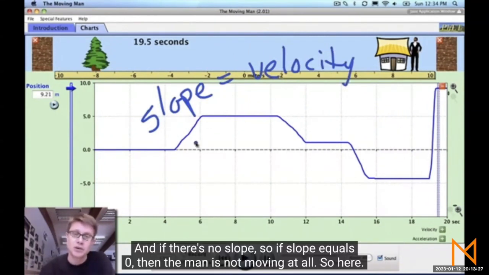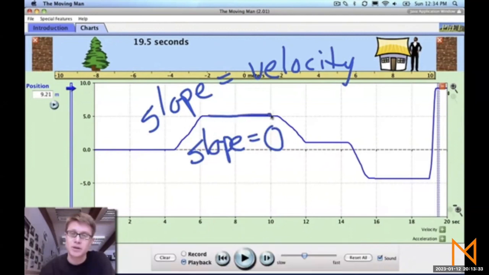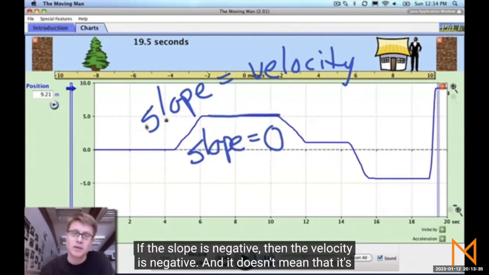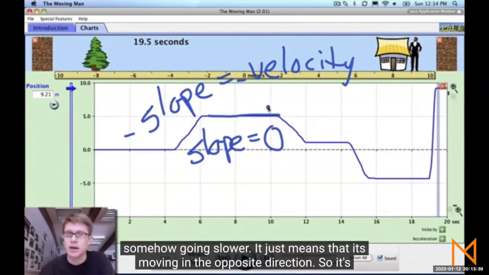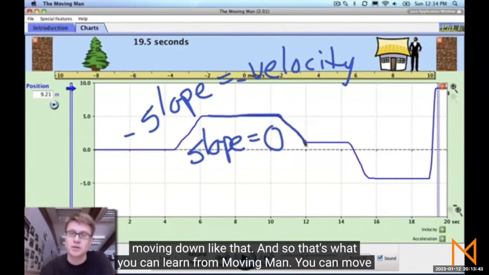And if there's no slope, so if slope equals 0, then the man's not moving at all. So here, if the slope is negative, then the velocity is negative. And it doesn't mean that it's somehow going slower, it just means that it's moving in the opposite direction. So it's moving down like that.